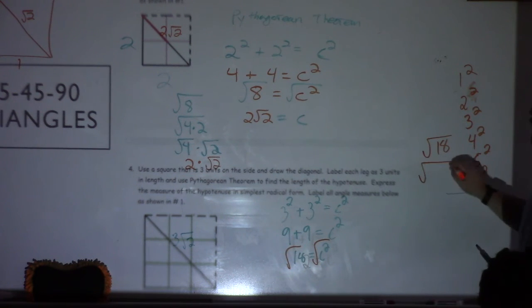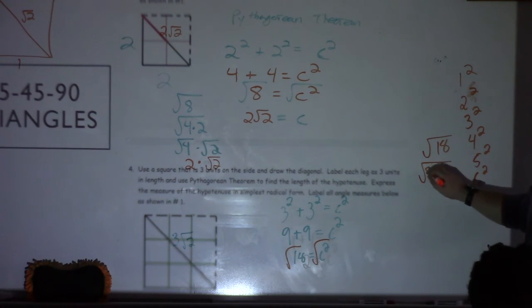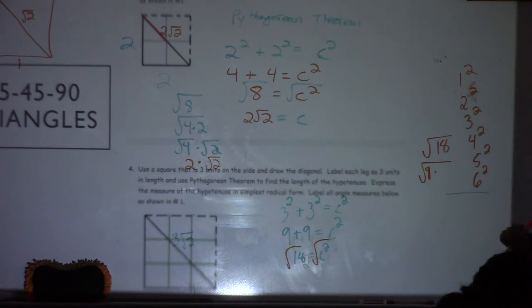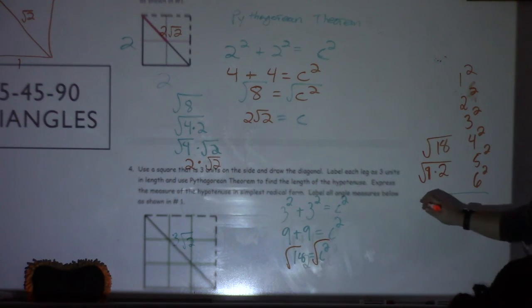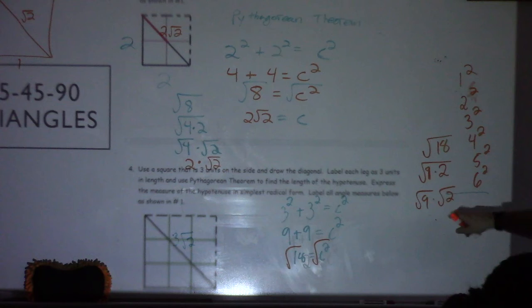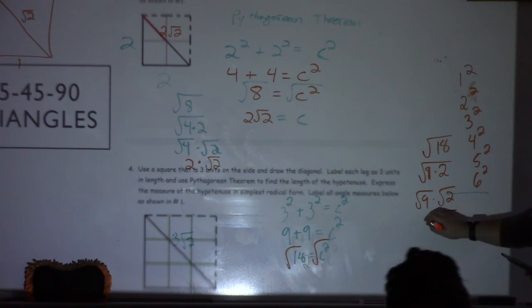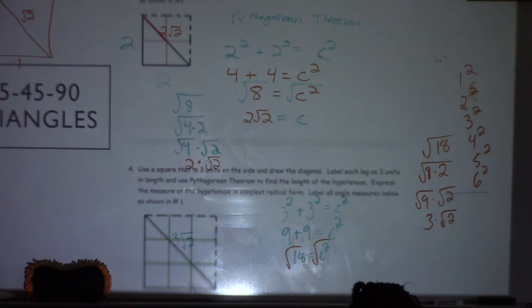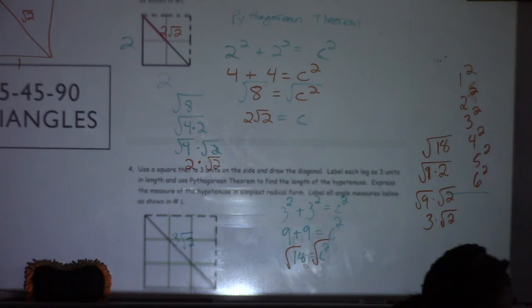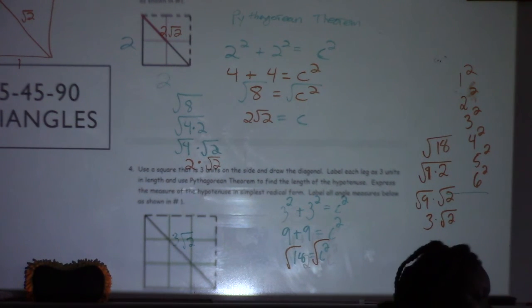So I'm going to rewrite the square root of 18 as the square root of 9 times 2. And then the square root of 9 times the square root of 2. Can I take the square root of 2? No, I'm going to leave it like that. What is the square root of 9? 3. 3 times the square root of 2. Was Zaria's hypothesis correct? Yeah. Good.